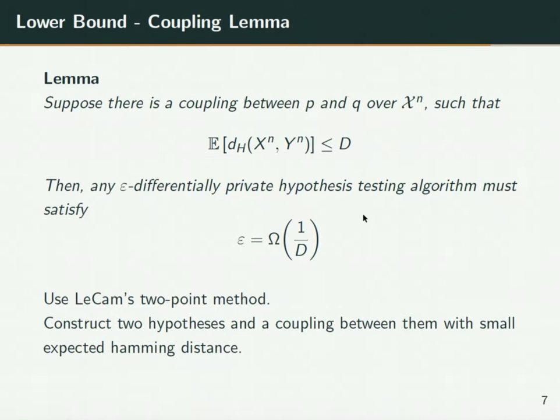Then we use Le Cam's two-point method, and the hard part is to construct two hypotheses and the coupling between them with a small expected Hamming distance. After that, the lower bound will follow from the lemma.